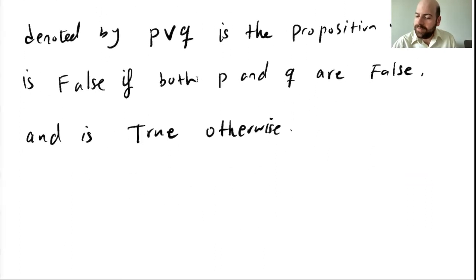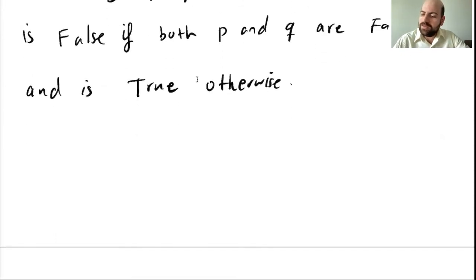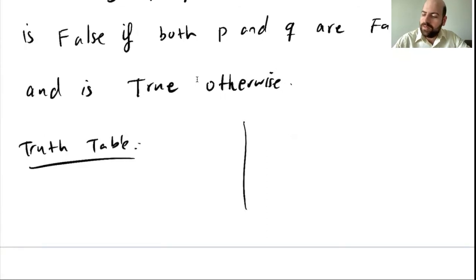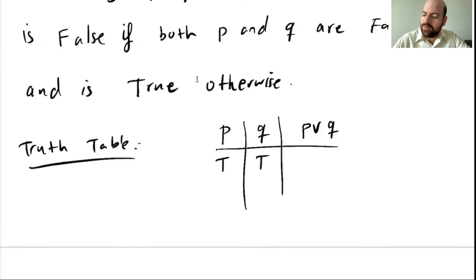Okay, so the disjunction is false if both P and Q are false, and it's true otherwise. So let's first look at the truth table. Again, you have P, Q, P or Q. So this one could be true, or both could be true. True, false, false, true, and then false, false.